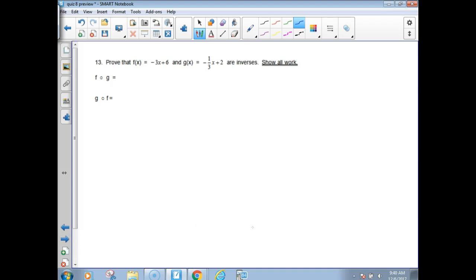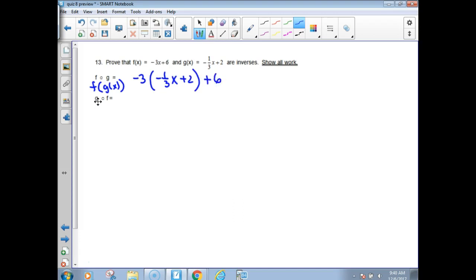Prove that f of x equals negative 3x plus 6, and g of x, which is negative 1/3 x plus 2, are inverses. Show all work. You have to show the math. So this is saying do the f of g, which means the same thing as f of g of x. That means put the g function into the f function. The f function takes its input and multiplies it by negative 3. The input is the g function, negative 1/3 x plus 2. Then the f function also adds on 6.